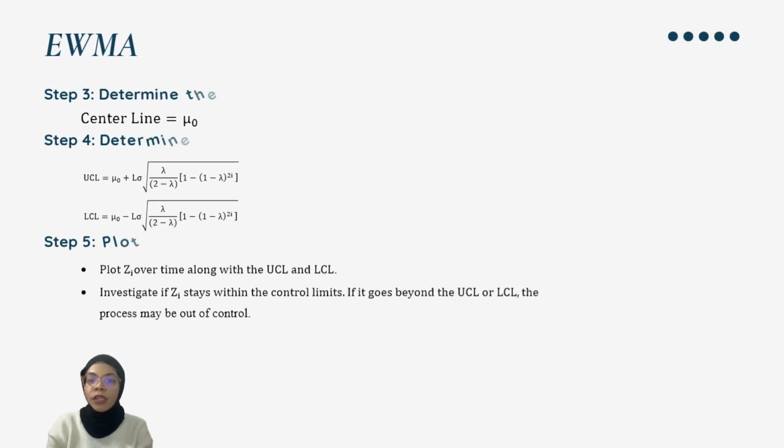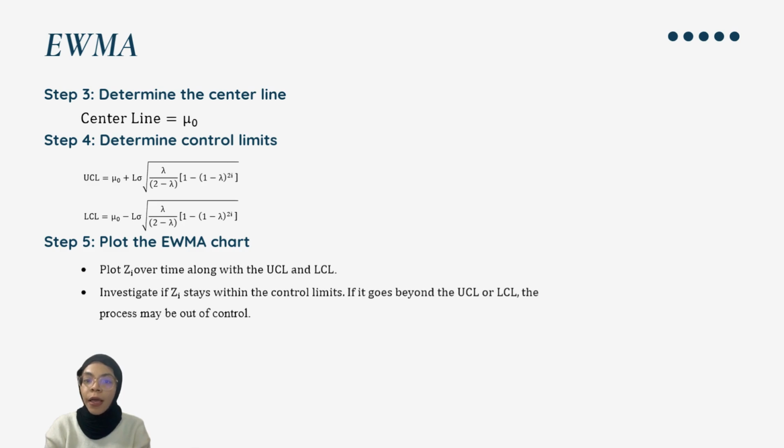Step 4, we need to determine control limits. UCL equals nu null plus L sigma square root of lambda over (2 minus lambda) times (1 minus (1 minus lambda) to the power of 2i). LCL equals nu null minus L sigma square root of lambda over (2 minus lambda) times (1 minus (1 minus lambda) to the power of 2i). Step 5, plot the EWMA chart. Plot Zi over time along with the UCL and LCL. Investigate if Zi stays within the control limits.